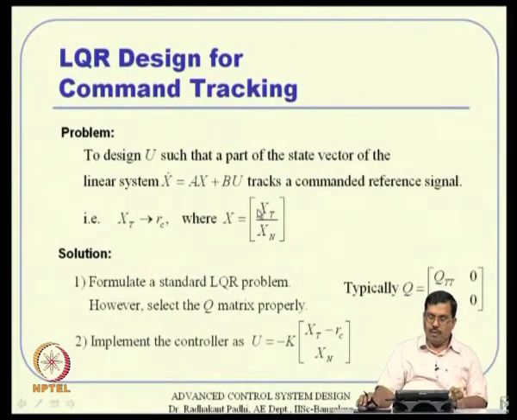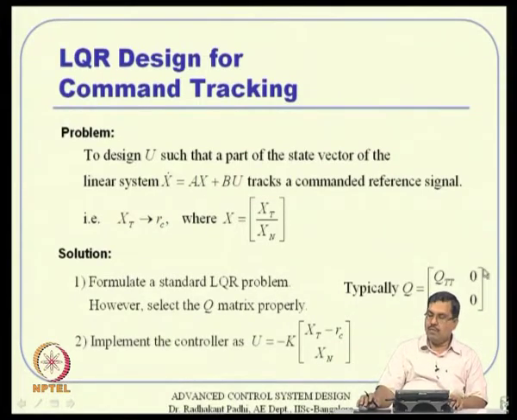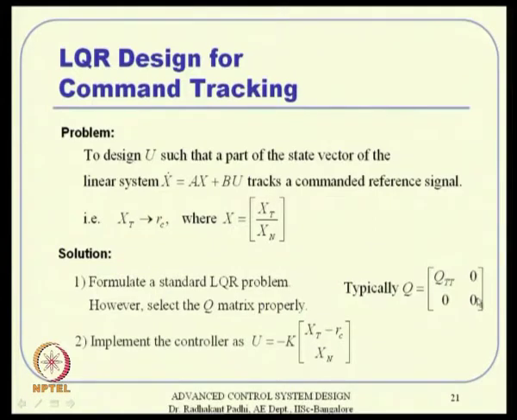Okay. So, we are not going to revisit the entire problem. The whole idea here is that you typically select a Q matrix this way, with QTT and QNN, where QNN is left free, and the off diagonal you do not normally put anything, that is anyway 0. But once you get a solution for this LQR problem, you operate the controller that way.